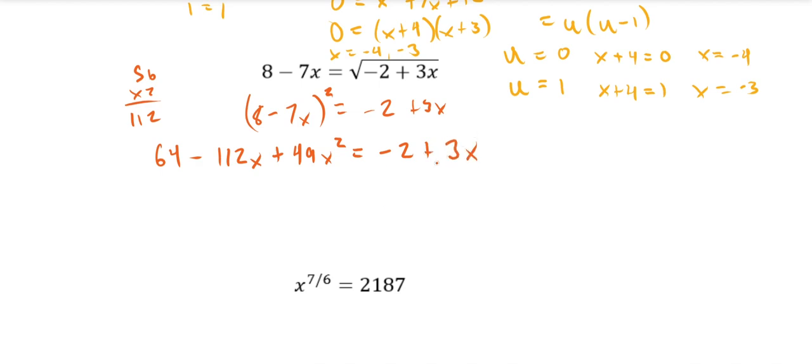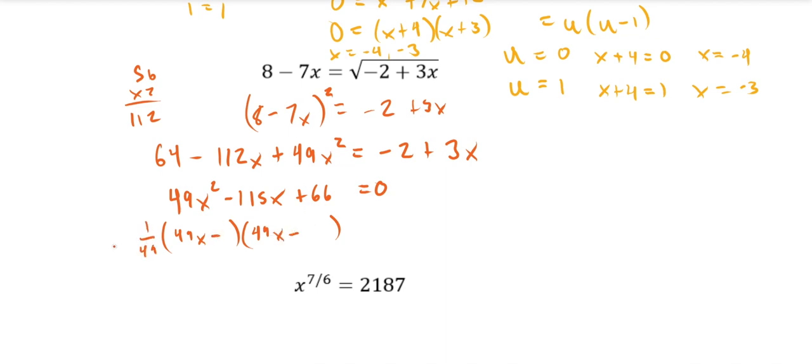We continue by grouping like terms, setting the equation equal to 0. Let's reorganize things. 49x squared. If I bring the 3 over, that's minus 115x. And if I bring the minus 2 over, that's a plus 2, which will give us plus 66. This is 6 times 11. This is 7 times 7. So we're not going to be able to reduce this in any way. Let's attempt to factor. I would put a 49x in both places. I would put a minus and a 1 over 49 out front for balance.